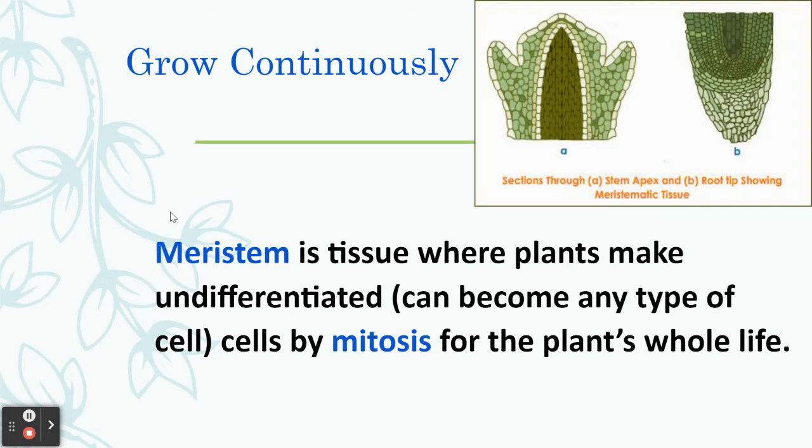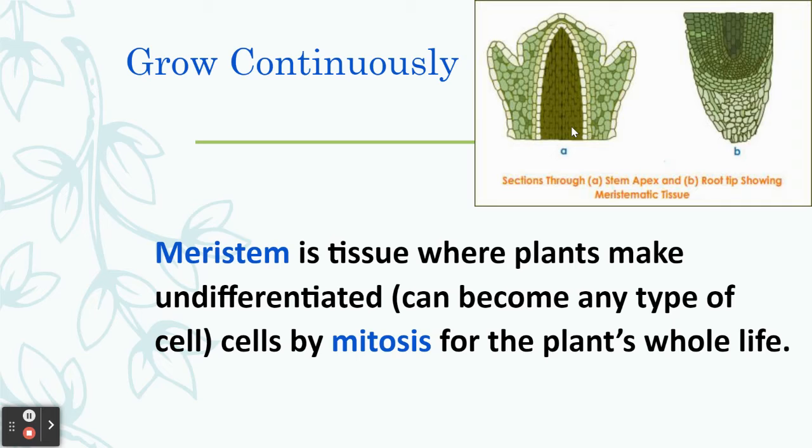All right, another thing plants do is that they grow continuously. So they grow at an area called the meristem. It's a tissue where plants make their new cells that can become any types of cells through the process of mitosis. And that happens for the plant's whole entire life. And there are different meristems throughout the plant. So there's what's called an apical meristem, which can be at the very root of the plant, and that can develop into new roots.